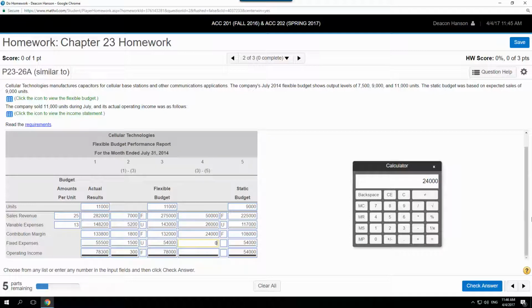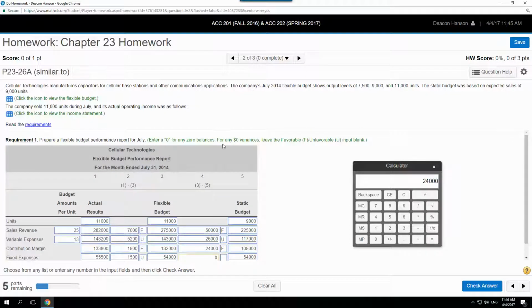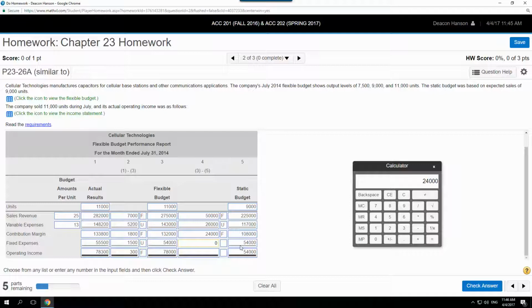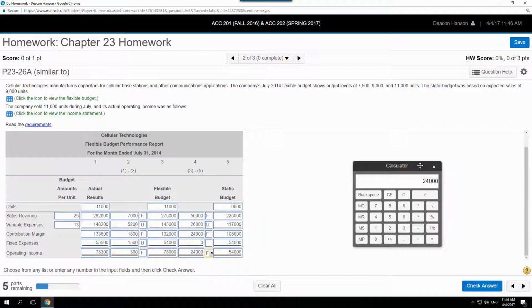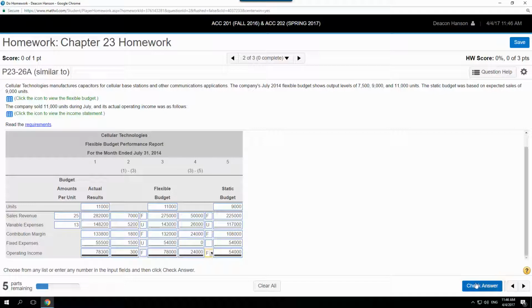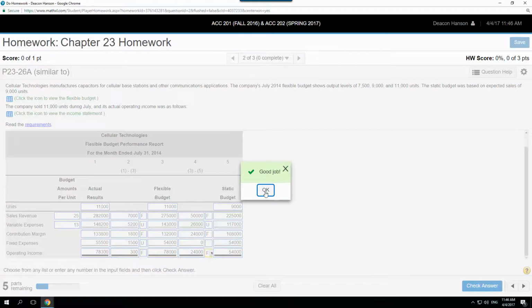This one is 0. And it says up here in green, for any 0 variances, leave the favorable or unfavorable input blank. So we'll just leave that blank. And it looks like we have a favorable operating income of $24,000. So we're hoping we carried the numbers over correctly and did the math correctly. And it looks like we have a good job.